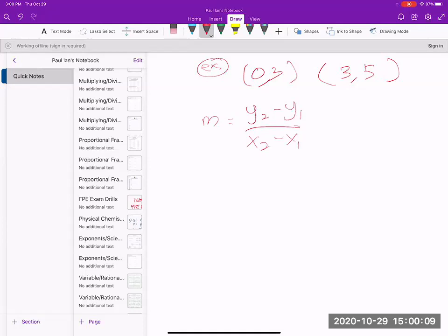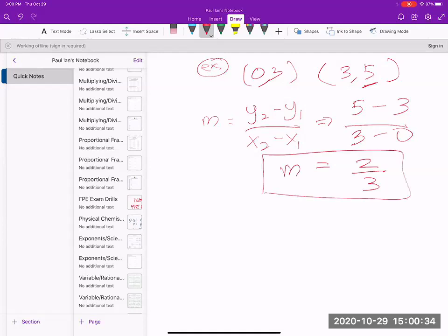And then what is your y2 here? 5. Yeah, 5 minus, what's y1? 3. 3, okay. And then what is x2? 3. X2 is 3, and what is x1? 0. Okay. And you simplify it. 5 minus 3 is 2 over 3, right? Yeah. And this is your slope, 2/3. This one's not as easy as the other one, which is 1.